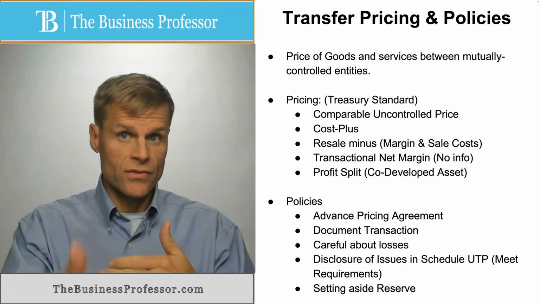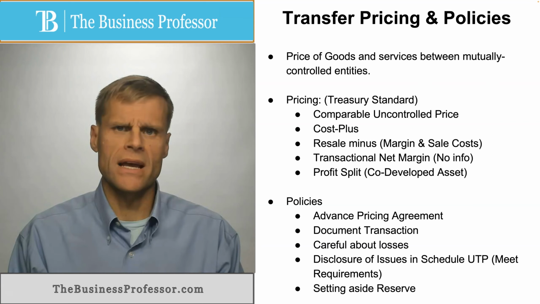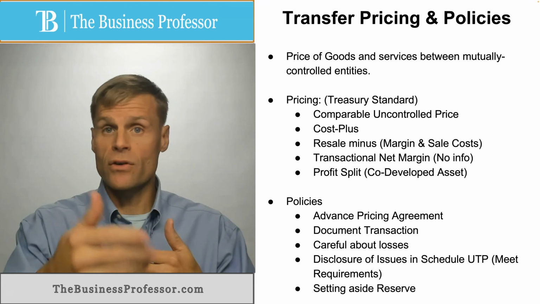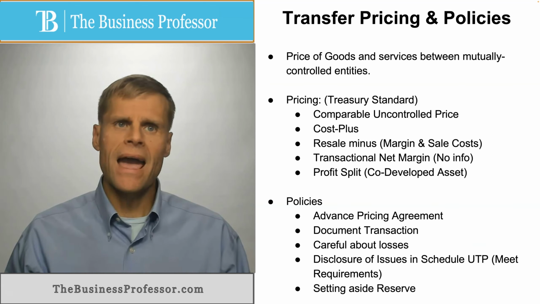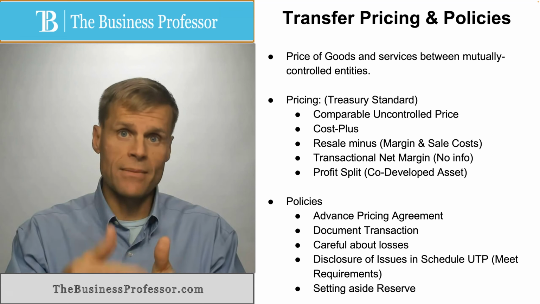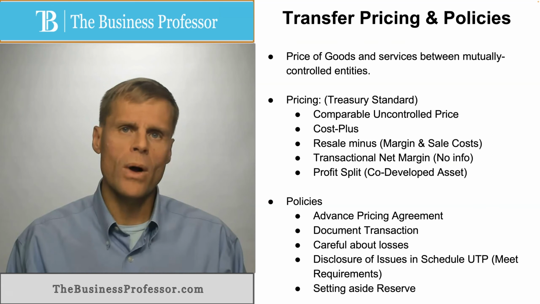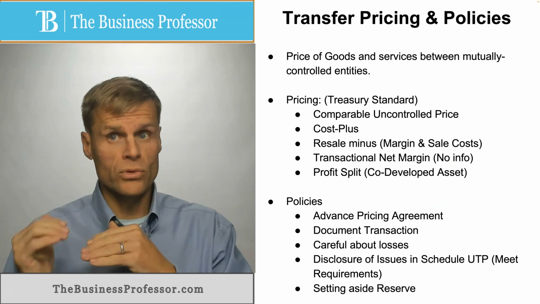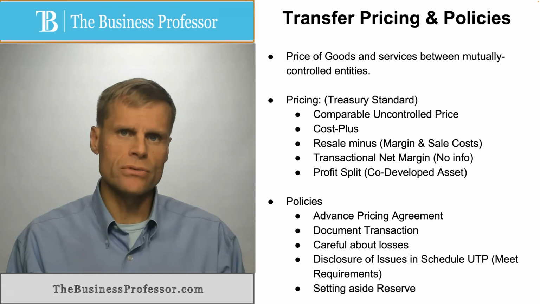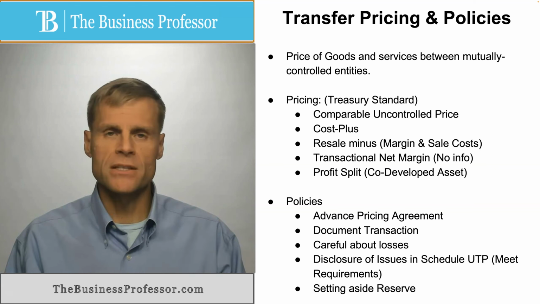If you have transfer pricing matters, on your organizational tax return you're going to file a Schedule UTP, which identifies the transfer pricing transactions and any challenges or concerns that may exist about this type of transfer, and you'll explain how you meet the requirements of the Treasury with regard to transfer pricing. You're also identifying for disclosure purposes any issues that are potentially going to present themselves as part of this pricing.